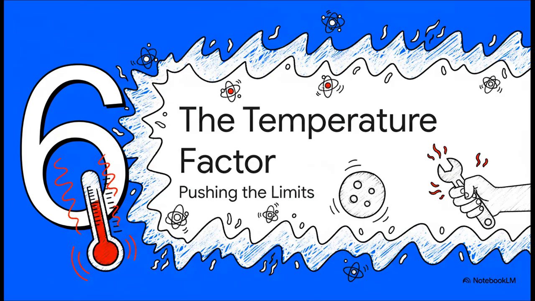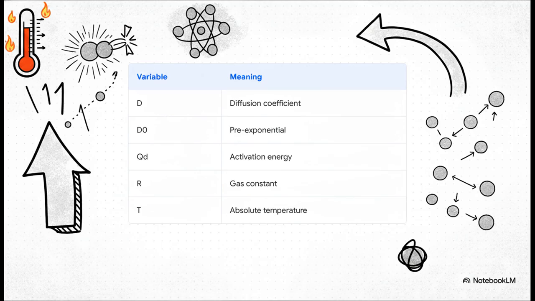Finally, Section 6, the temperature factor, pushing the limits. So what's the biggest control knob we have over all of this? Heat. The relationship between temperature and that diffusion coefficient D is defined by the Arrhenius equation. Atoms need a specific amount of energy just to break their bonds and squeeze into a new position. We call this the activation energy, or QD. As the absolute temperature T goes up, the thermal energy of the atoms absolutely skyrockets. And because that temperature variable sits in the denominator of a negative exponent in this equation, even a tiny little increase in heat causes a massive, exponential increase in the rate of diffusion. Basically, temperature dictates the absolute willingness of these atoms to move.